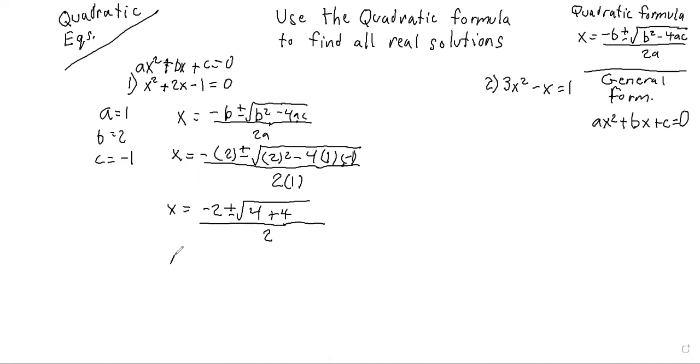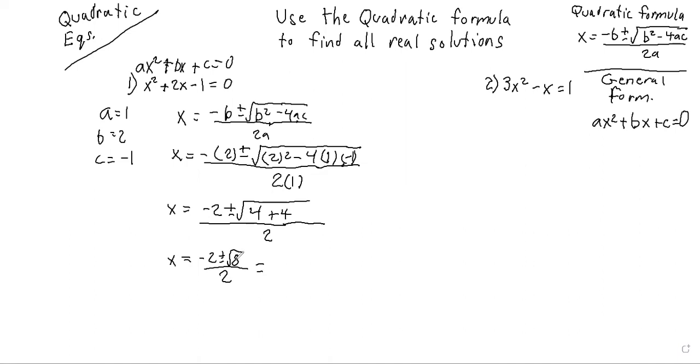Now we can simplify further. We get x equals -2 plus or minus the square root of 4 plus 4, which is 8, over 2. Now underneath the square root, we have the factors.